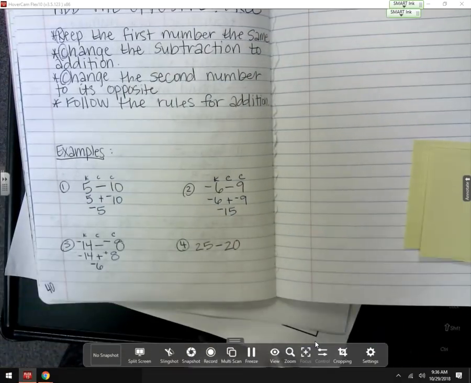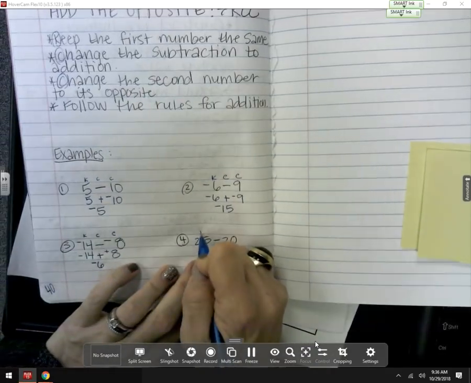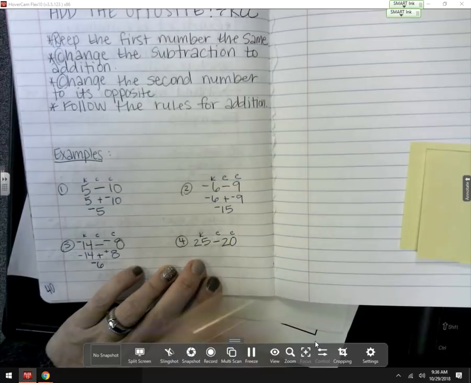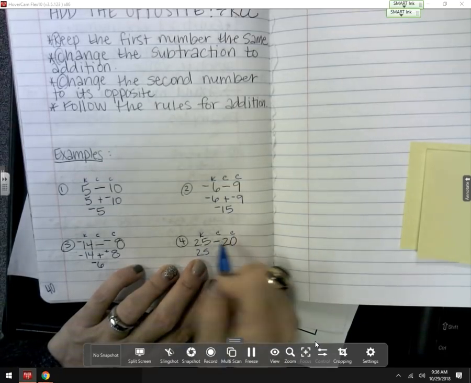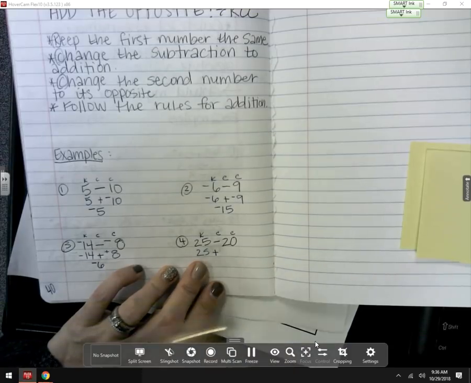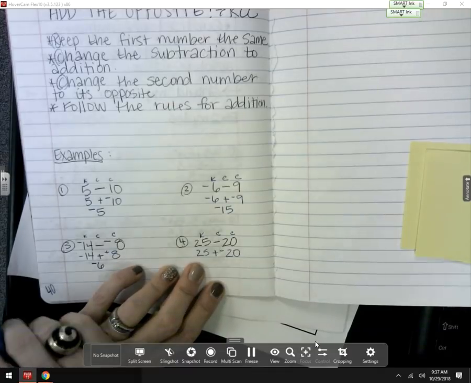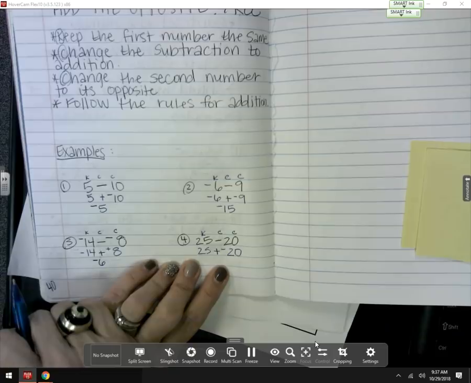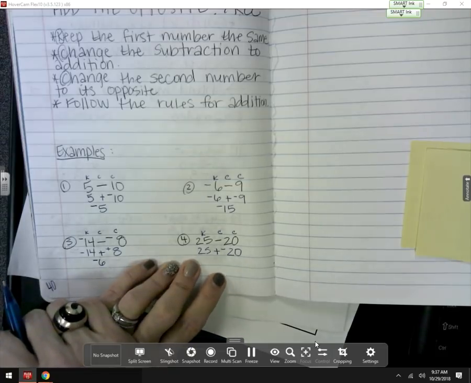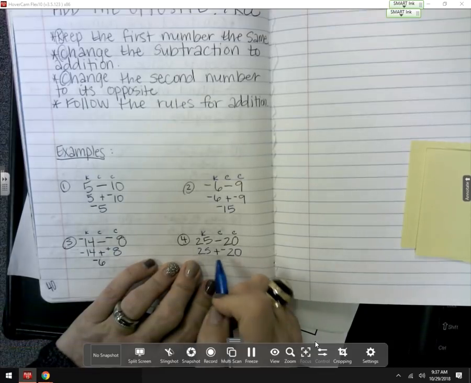Last example, 25 take away 20. Keep, change, change. I'm going to keep this 25. I'm going to change this subtraction to addition. And I'm going to change my 20 to a negative 20. You probably are like, wait a minute, now I'm just subtracting. Yep, you are. But I just wanted to show you what to do if you're subtracting a positive from a positive. So 25 plus negative 20.